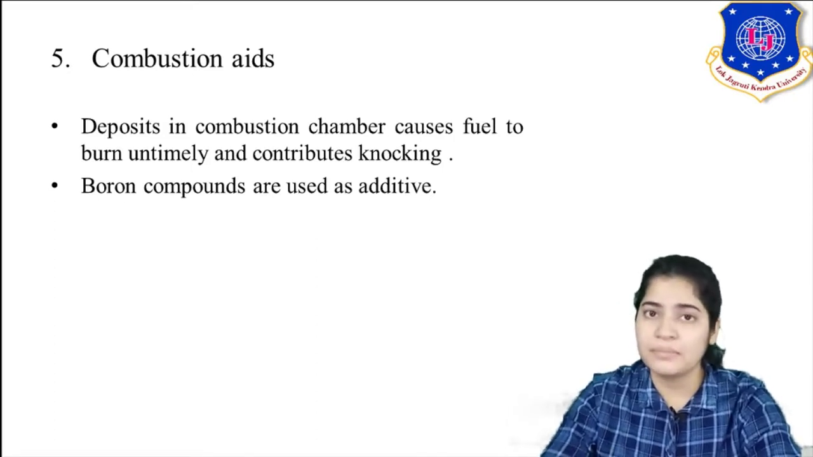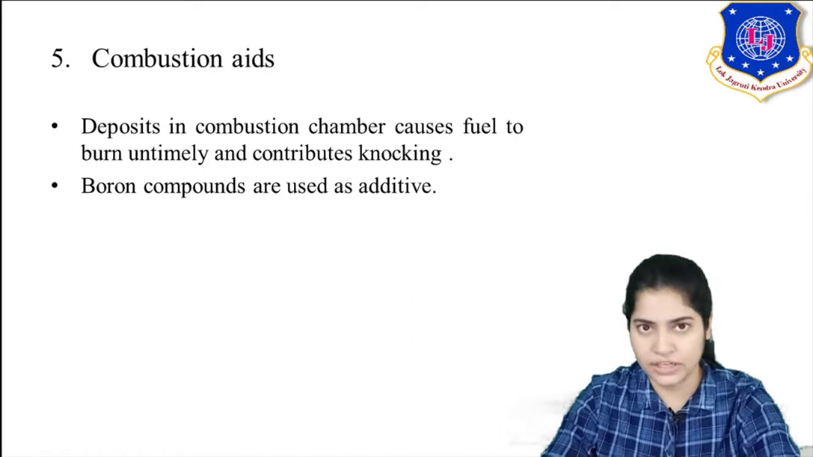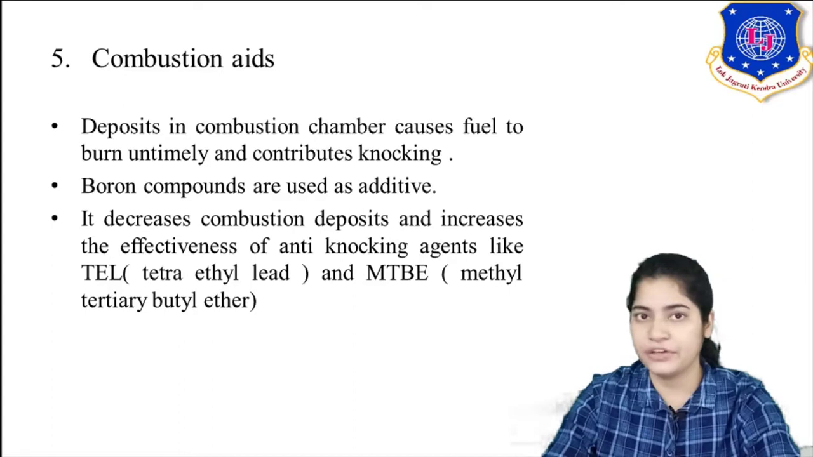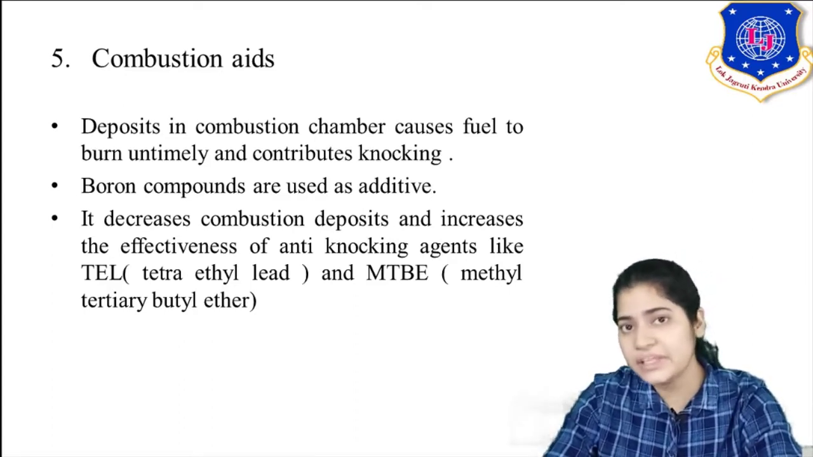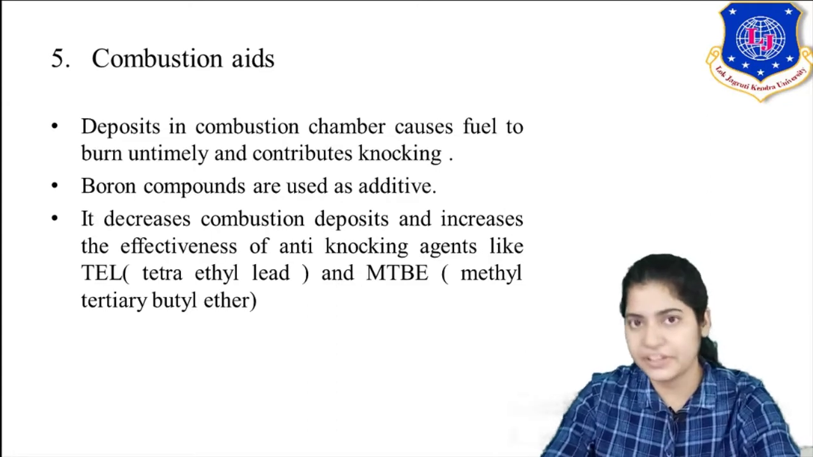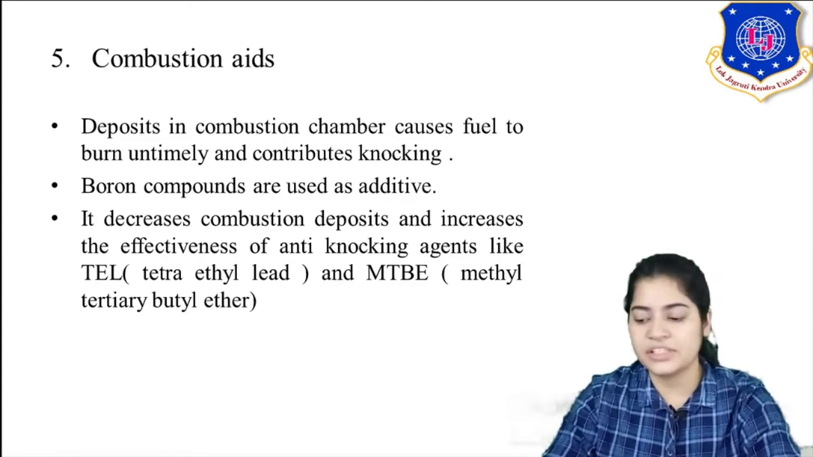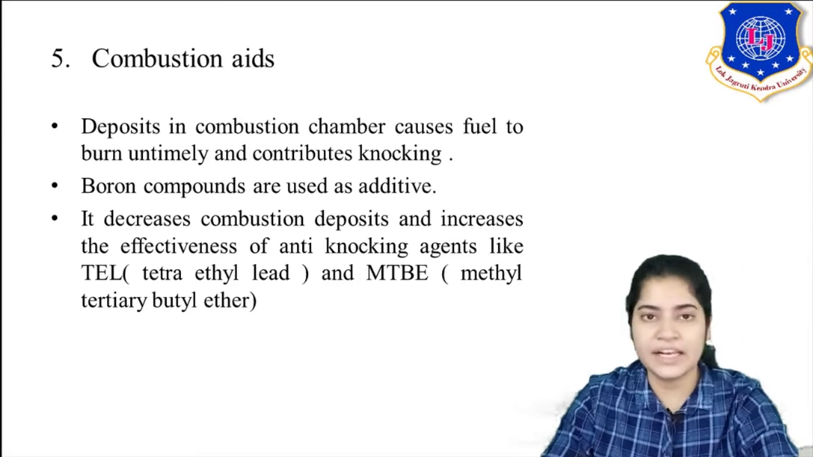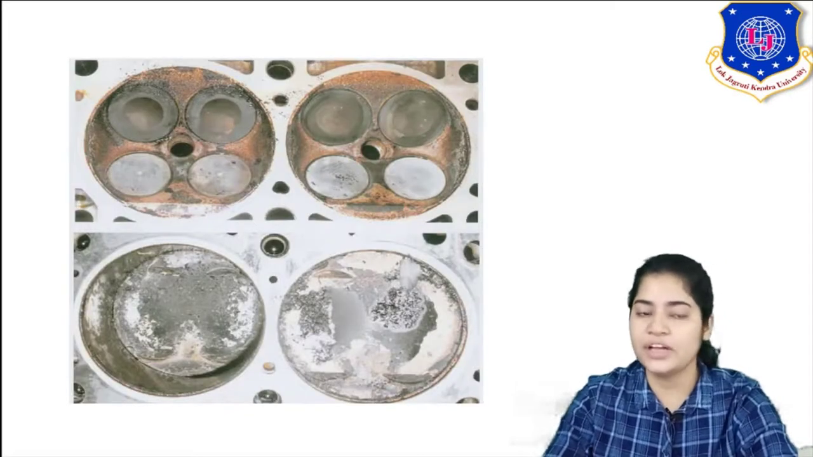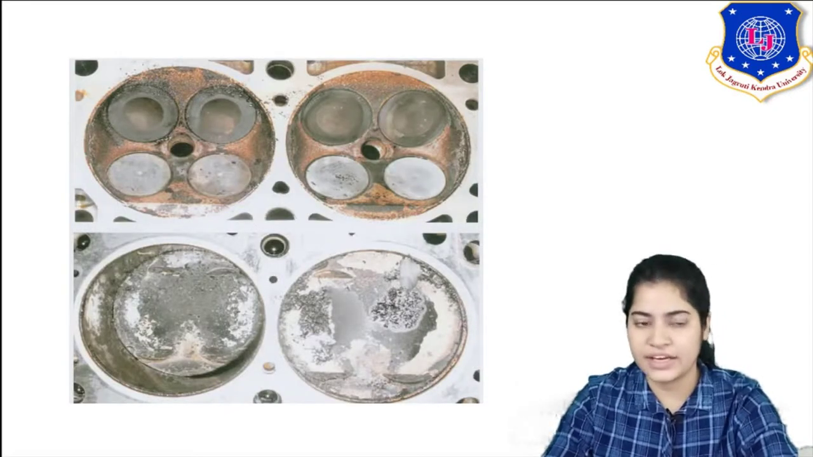For that, combustion aids like boron are added into the gasoline. What this boron does is it reduces the effect of deposits, and simultaneously it increases the effectiveness of anti-knocking agents. Now, anti-knocking agents we studied just earlier, TEL and MTBE, are certain anti-knocking agents which you add. So you can see how the deposits are there in the combustion chamber.